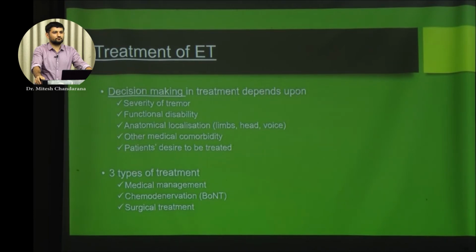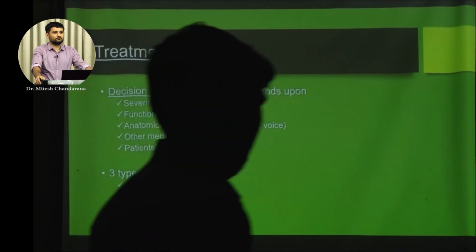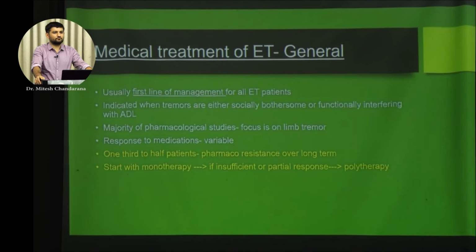There are 3 types of treatment: medical management, botulinum toxin, and surgical treatment. Medical treatment is usually the first line of management in ET patients. It is indicated only when tremors are either socially bothersome or functionally interfering with ADL. Majority of pharmacological studies have focused on limb tremors only. And response to medication is variable. Approximately 30 to 40% of patients do not respond to first line, second line medications. One third to half of patients initially respond, then they develop pharmacoresistance over the long term.